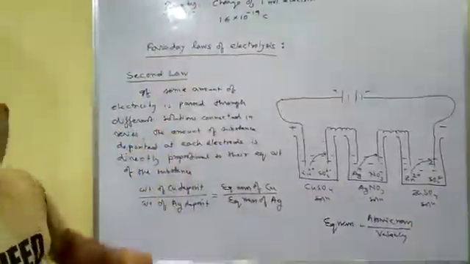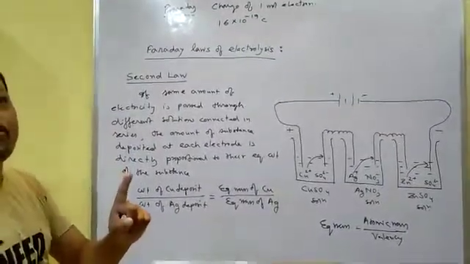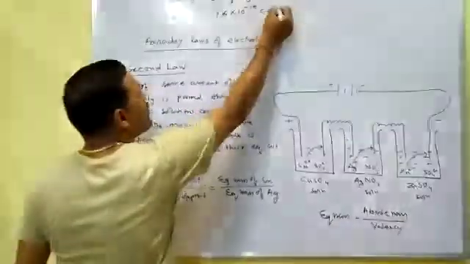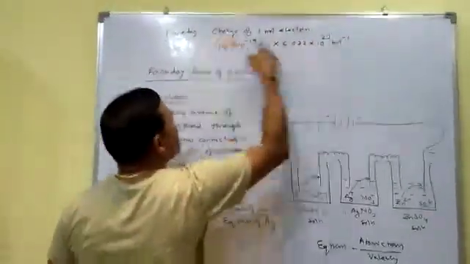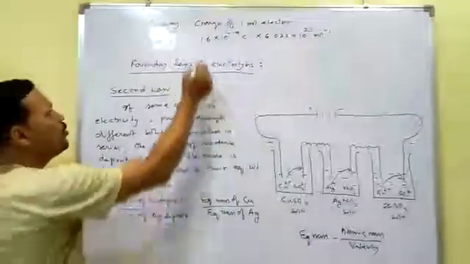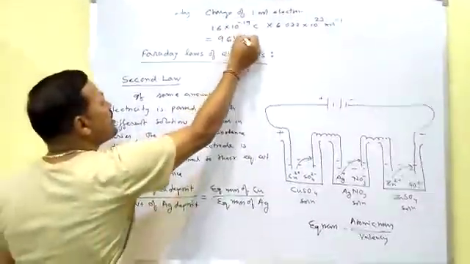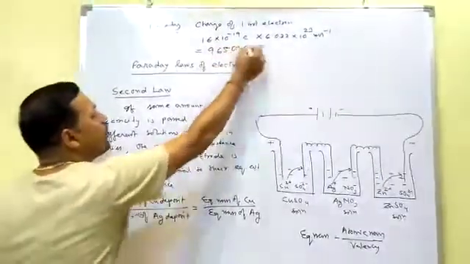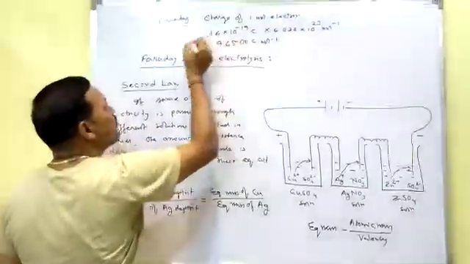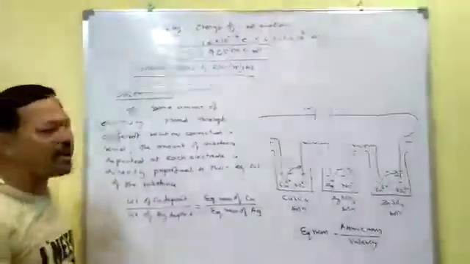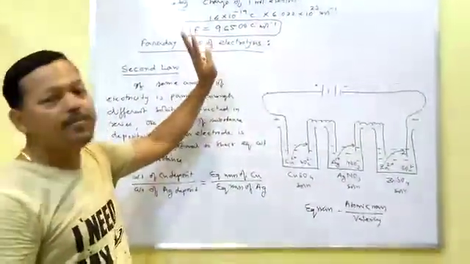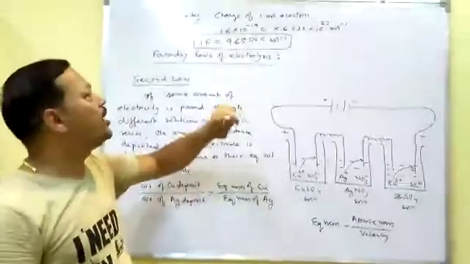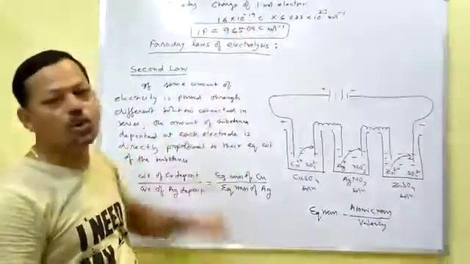And what will be the charge of 1 mole of electrons? 1 mole means it contains 6.022 into 10 to the power 23. So when you multiply this by 6.022 into 10 to the power 23, this is the charge of 1 mole of electrons. And when you multiply this, you will get 96500 coulomb. And this is the coulomb per mole. And this is the value of 1 Faraday. So if someone asks you what is the value of Faraday, the value of Faraday is 96500 coulomb per mole. Faraday means nothing, it is the charge of 1 mole of electrons, and the value is 96500 coulomb per mole.